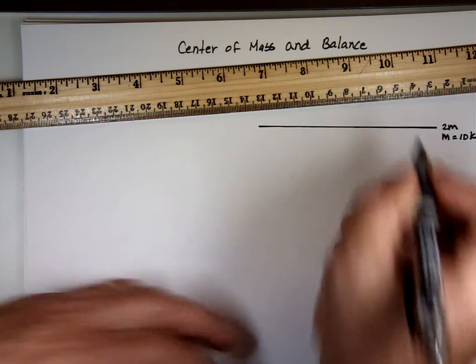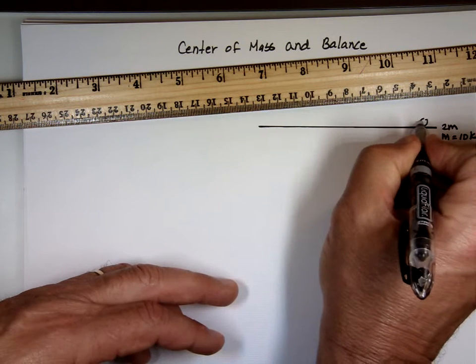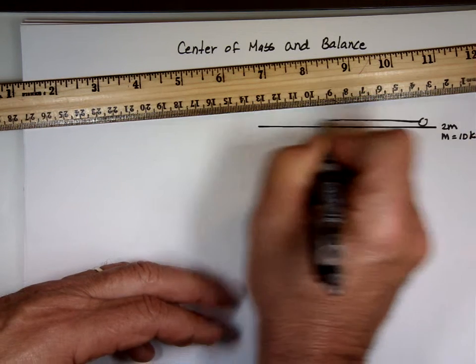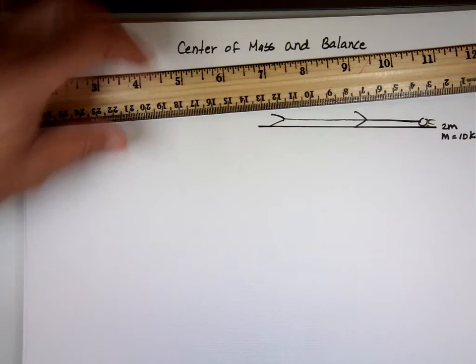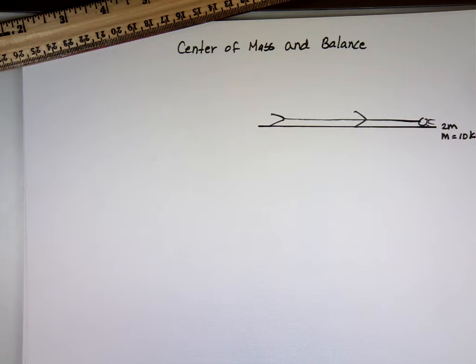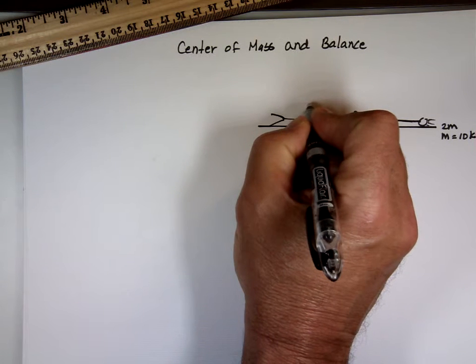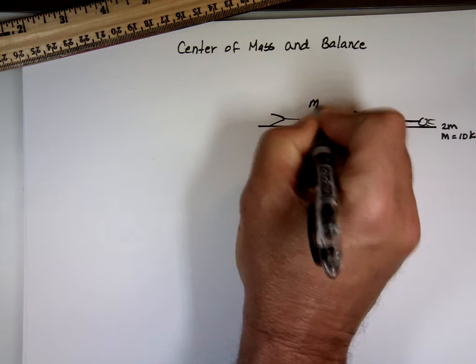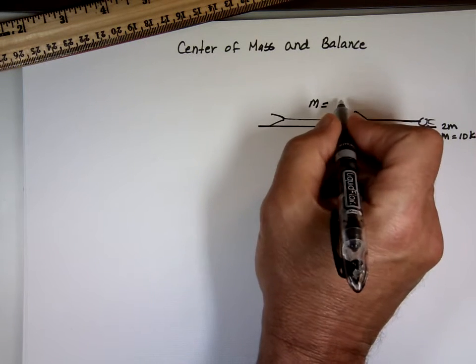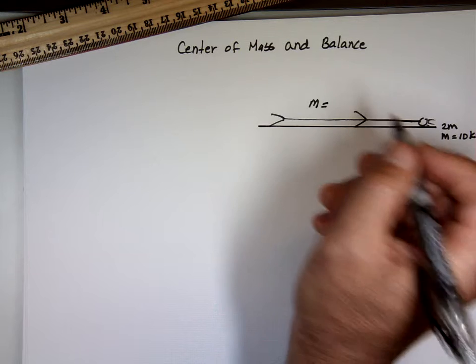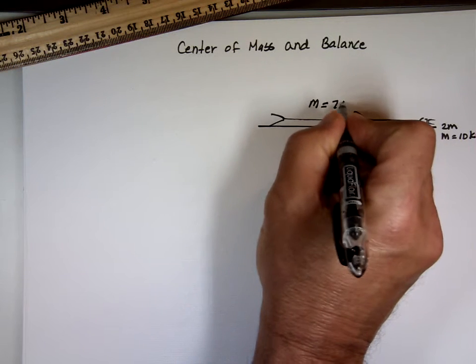And you have somebody lay on top of it. It's going to be a long person. Here we go. That's the person laying on that beam. Let's say the person happens to be 2 meters long too, just for simplicity. The person is 2 meters long. And the mass of the person, so nothing is hanging, the mass of the person is 75 kilograms.